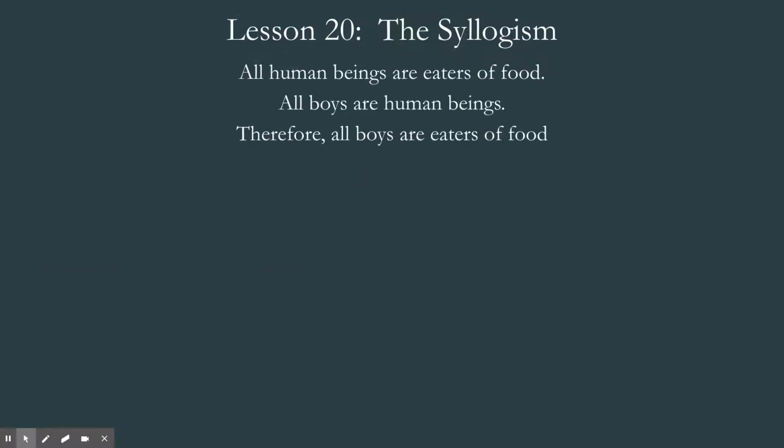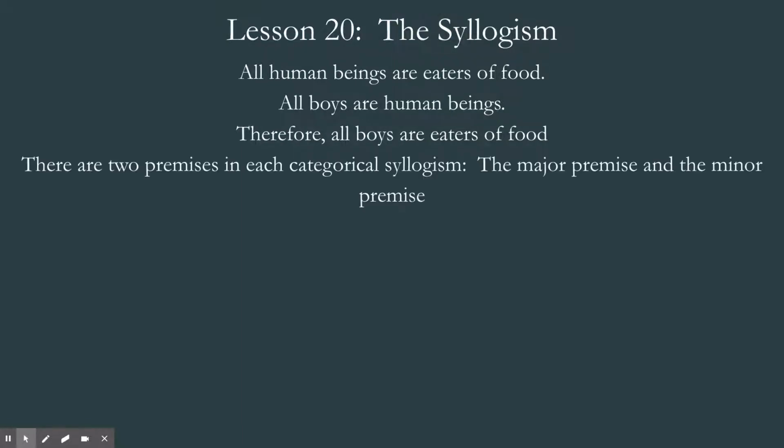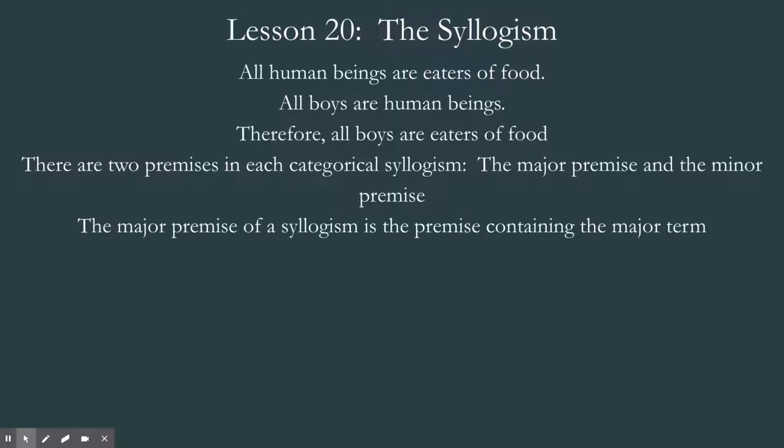All right, same syllogism. All human beings are eaters of food. All boys are human beings. Therefore, all boys are eaters of food. So we've got two premises in each categorical syllogism. There's a major premise and a minor premise, and it's as simple as it sounds. You might be sitting here thinking, oh God, I hope major is the one with the major term, and your prayers have been answered. That's exactly what it is. The major premise has the major term. So our major term is eaters of food.